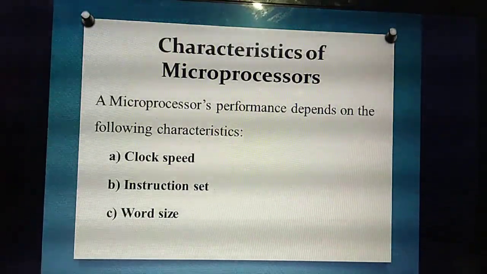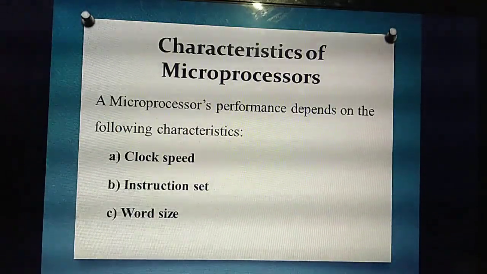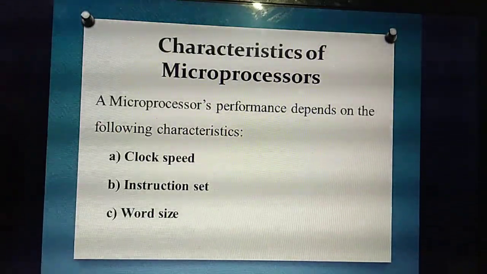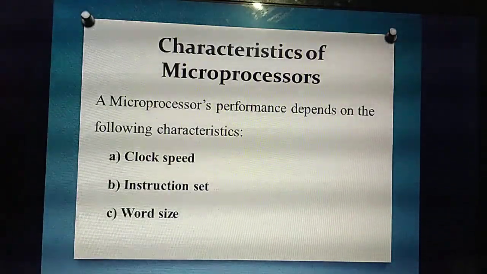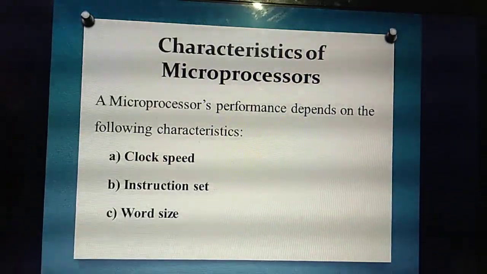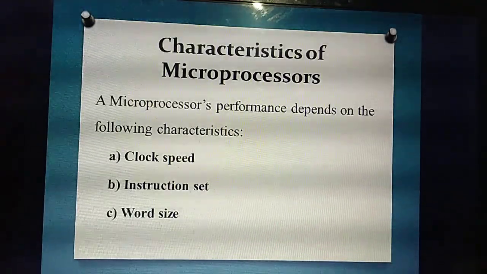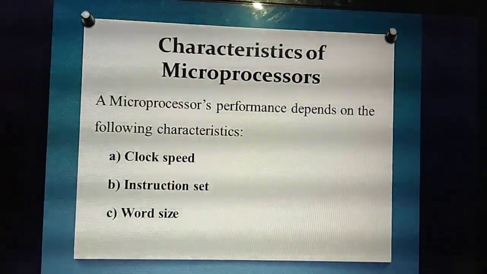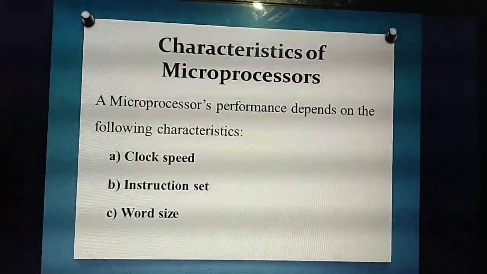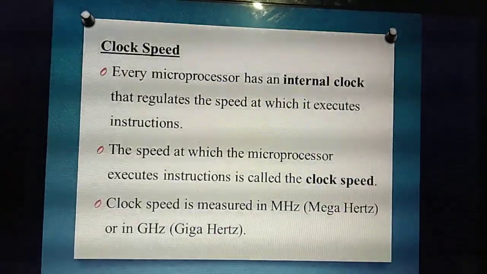This microprocessor depends mainly on three characteristics. How many characteristics? Three. What are they? Clock speed, instruction set and word size. What are the three characteristics? Clock speed, instruction set and word size. Okay. So I have explained the first thing, clock speed.